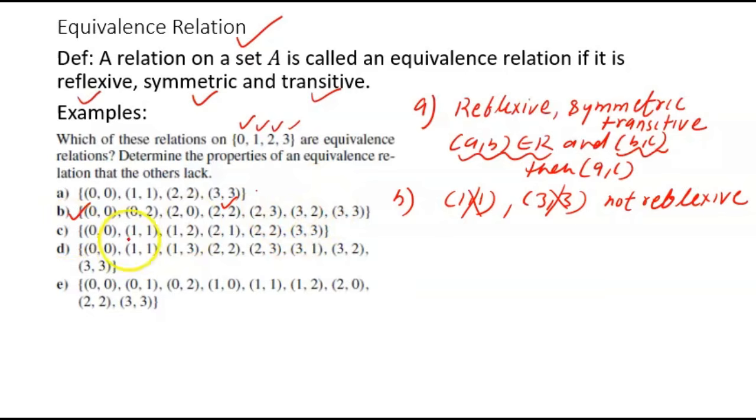Now whether it is symmetric, let us see. We have (0,2) and we also have (2,0), so that requirement is fulfilled. If we have (2,3), then we also have (3,2). So it is symmetric.